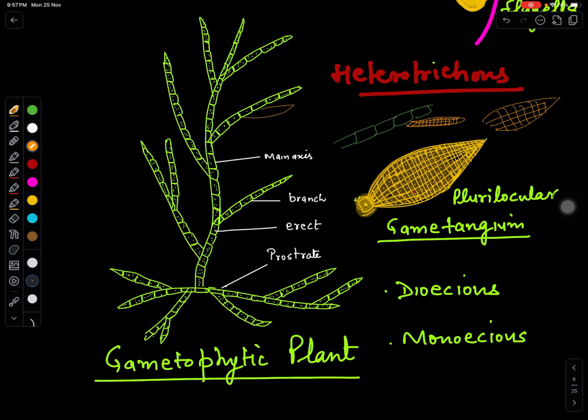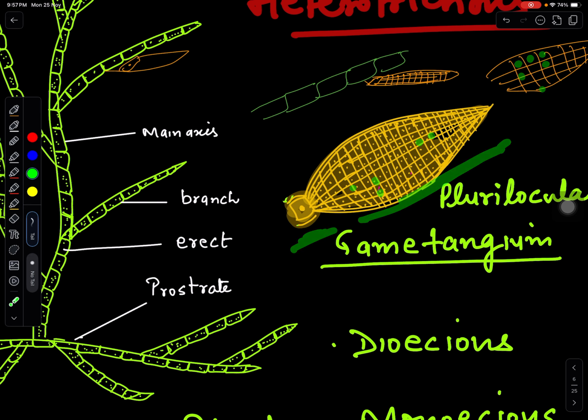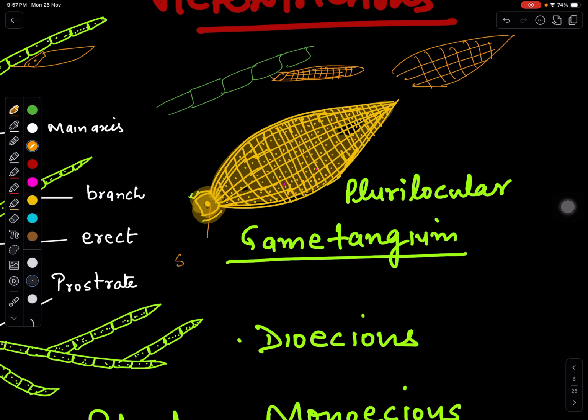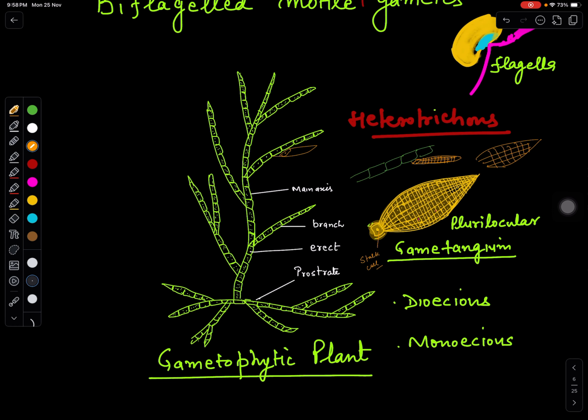So here the gametangium will be produced having a stalk cell, right? Like we can see here, this is the stalk cell and this is the gametangium, which has many locules. These are locules. We can see this has many locules. So this is called a plurilocular gametangium. When it has many chambers, it is called plurilocular gametangium, and this is the stalk cell by which it is attached to the Ectocarpus plant body, right? So these gametangia produced in Ectocarpus have many chambers, so it is called plurilocular.